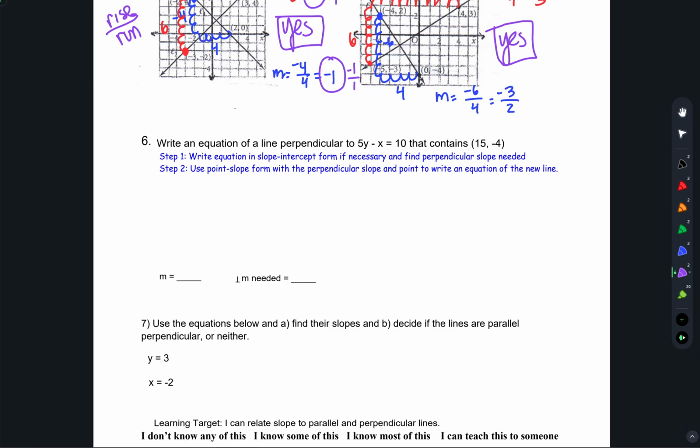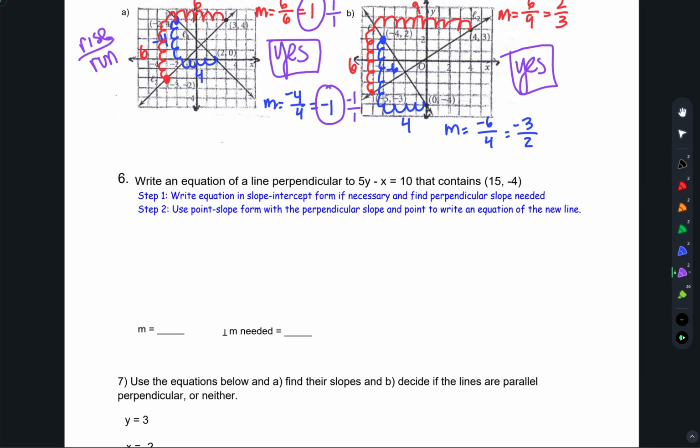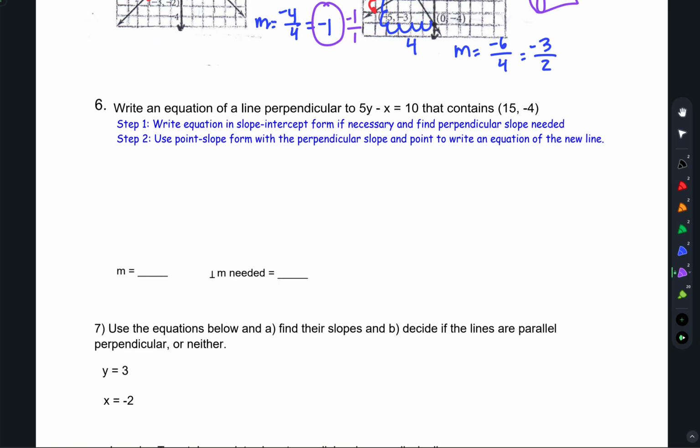Okay, almost done. 2 more. So again, now we're going to write our equation of a line perpendicular to this line. So we're following the same 3 steps. Figure out what slope we need, write it in point slope form, solve for y. So first step, I got to figure out what slope I need here.